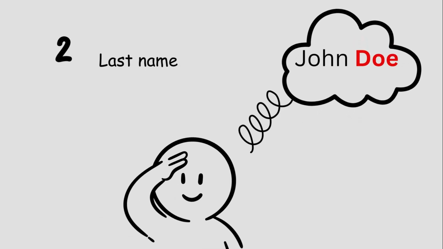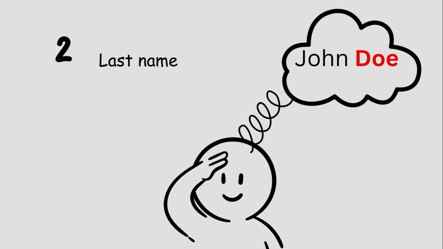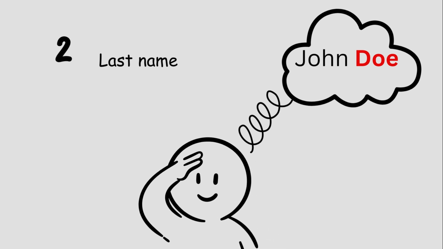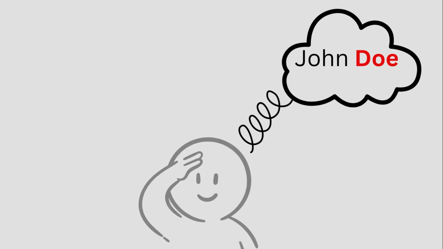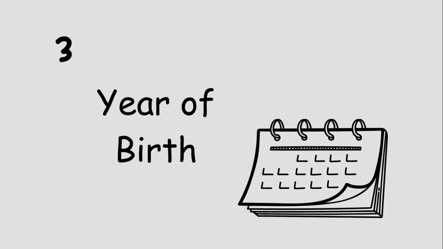The second thing that you will need is your last name or your family name. You need to remember the name as it is, like how you wrote it in your application. You also need to remember your year of birth. This you will use later on. Let's move on to step 2.